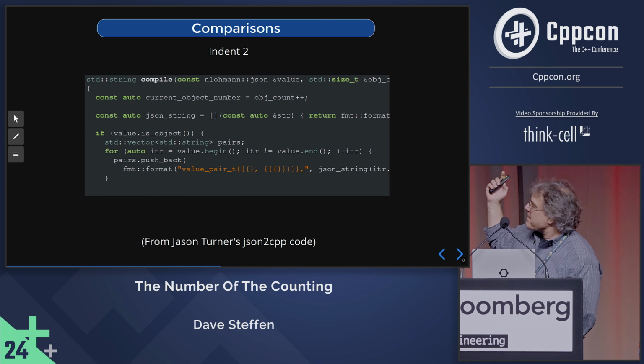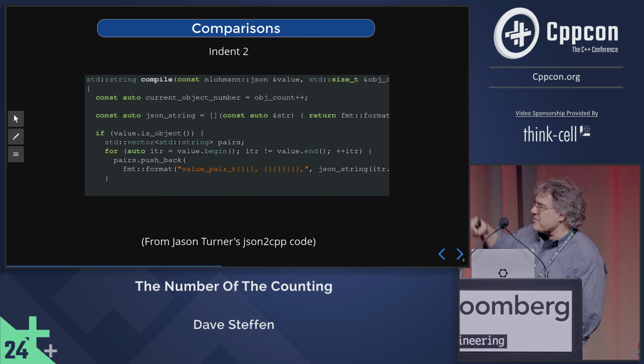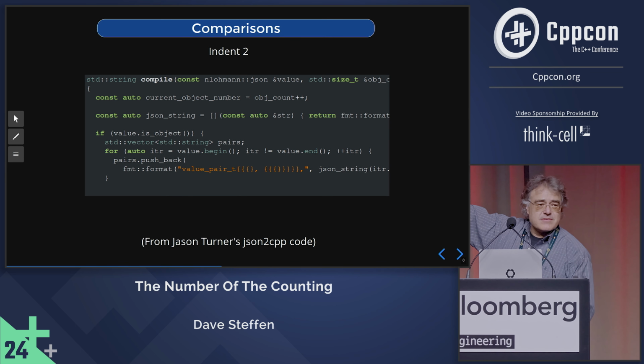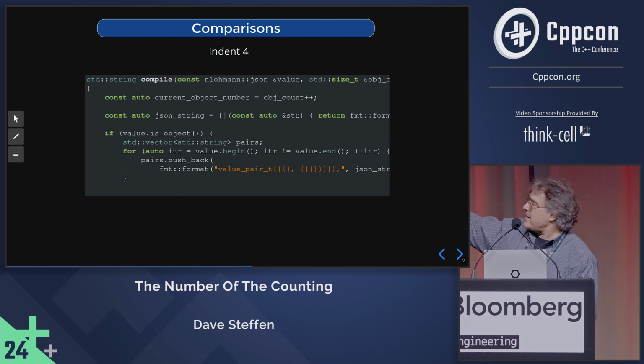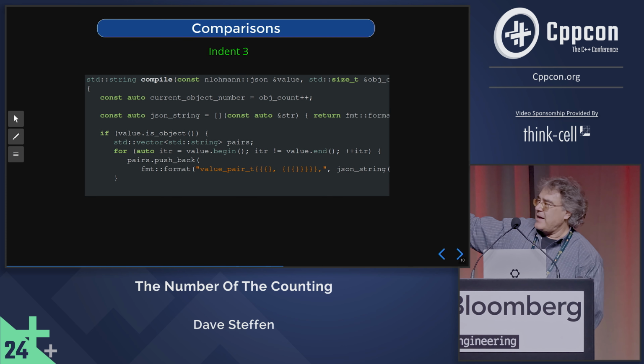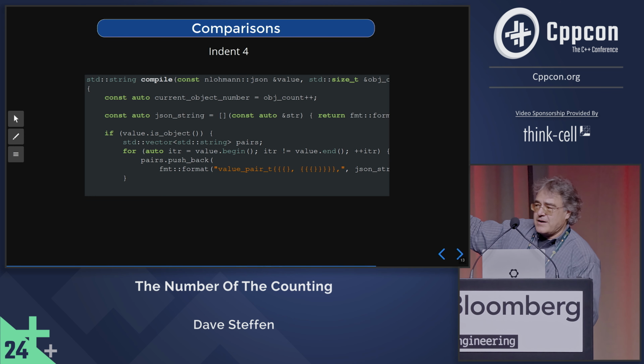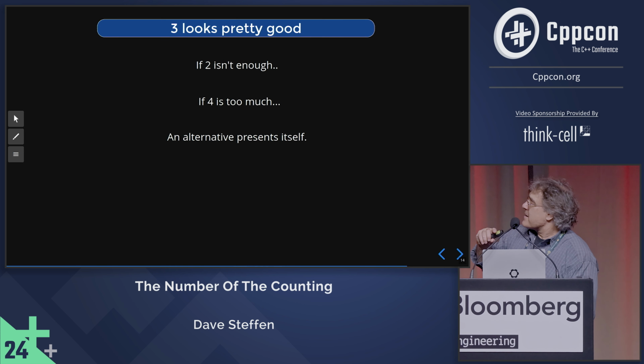Okay, look. This is some of Jason Turner's code, just because it was handy, right? Here it is indented by 2. The people who indent by 2 like it. The people who indent by 4, it's not enough, right? Here's 4, right? Okay. If you like 2, that's too much. This is 3. Come on now, that's pretty good, right? Let's look at it one more time, right? 2, 3, 4. I was on a team who had to decide this a while back. Half the team wanted 2. Half the team wanted 4. I proposed 3. Everyone was surprised that this was an option. I'm just saying.